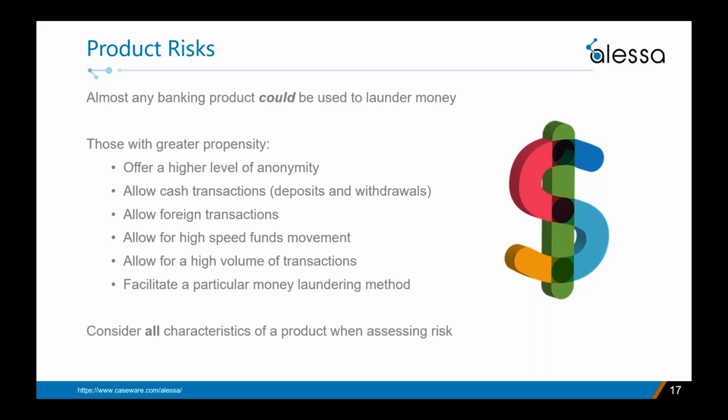Allowing for cash transactions, meaning deposits and withdrawals. Remember the placement phase. Allowing foreign transactions, either incoming or outgoing. Offering high-speed funds movement. Wire transfers are a perfect example of high-speed funds movement. A high volume of transactions expected in the account, meaning something suspicious might get buried in all the activity. And a product may actually facilitate a particular type of money laundering method, and we'll get into that in a moment.